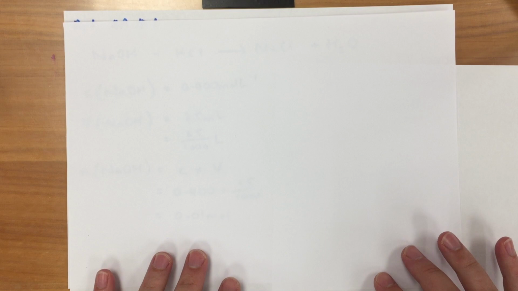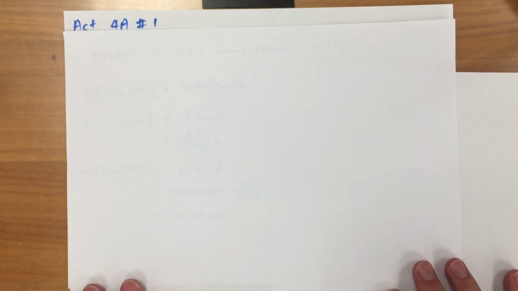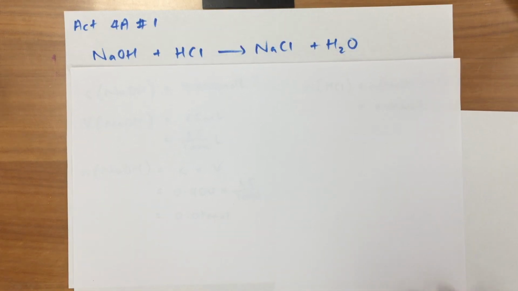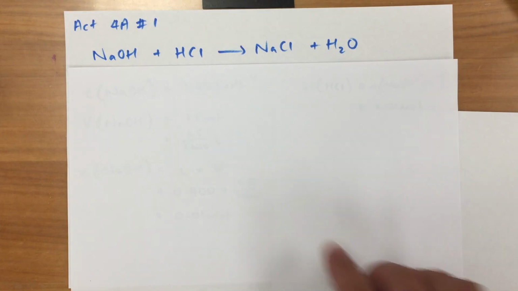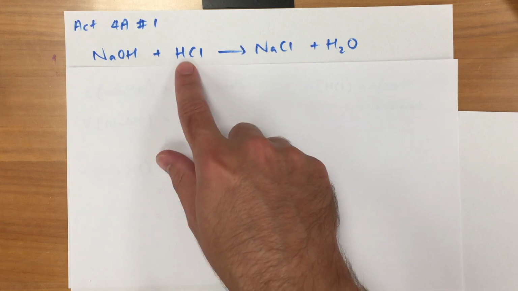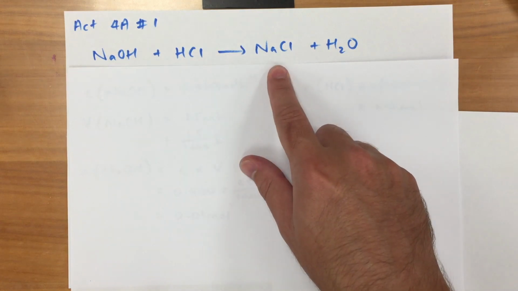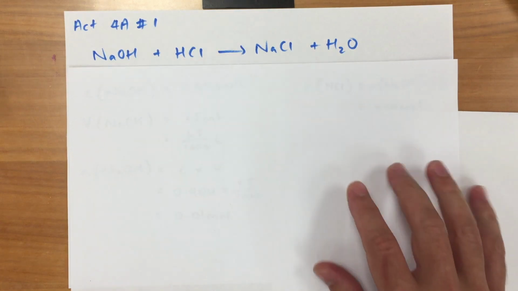So first of all, we need to have a balanced chemical equation. We're reacting sodium hydroxide and hydrochloric acid together, so there's our balanced chemical equation for this reaction. 1 sodium hydroxide reacts with 1 HCl to produce 1 sodium chloride and 1 water.